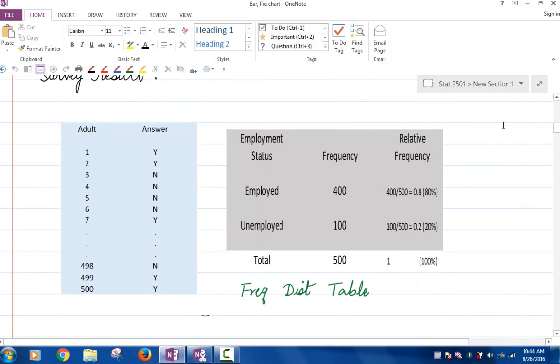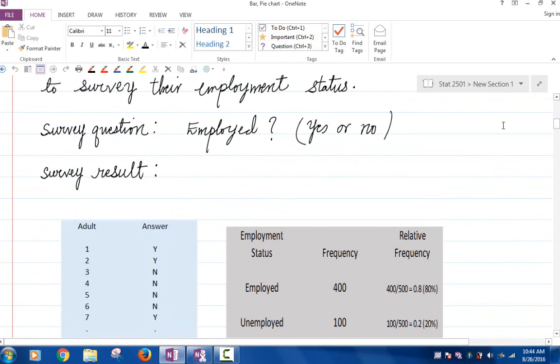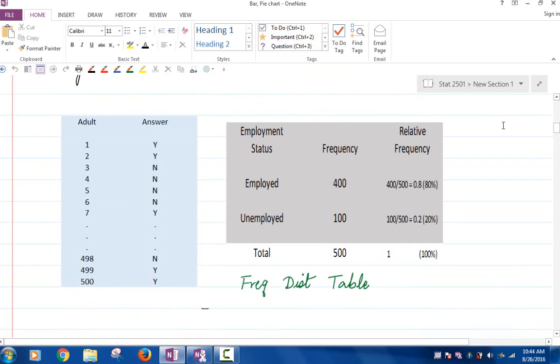And the survey result, right? The survey result will look like a bunch of Y's and N's, right? So the survey result will look like adults number 1, 2, 3 up to 500. There are 500 adults that we are asking, and the answers will be like yes, no, yes, no, yes, yes, yes, no, no, no, whatever that is. So your raw data looks like this, right?